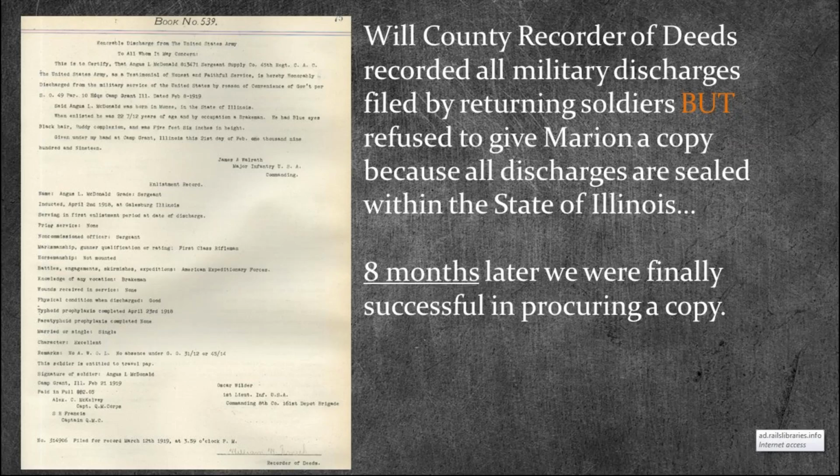He told me that he was in book 539 on page 75, and finally I was able to procure a copy of that. So it tells me how tall he is, tells me what his occupation was, that he was a brakeman for the railroad, he had blue eyes, and then it tells me that he had excellent character, he had never gone missing, he was never AWOL, but it says that he was released in good health.